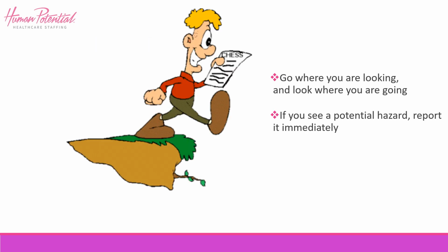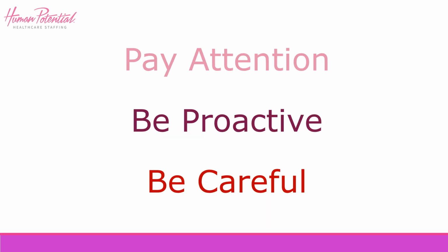The best way to prevent an incident is to be aware and prepared for possible dangerous situations. When you go where you are looking and look where you're going, and report potential hazards immediately, you help reduce workplace accidents and injuries and create a safer work environment for everyone. Remember, accidents at work are preventable. Be sure to pay attention, be proactive, and be careful.